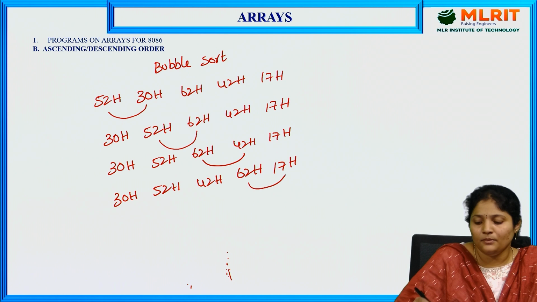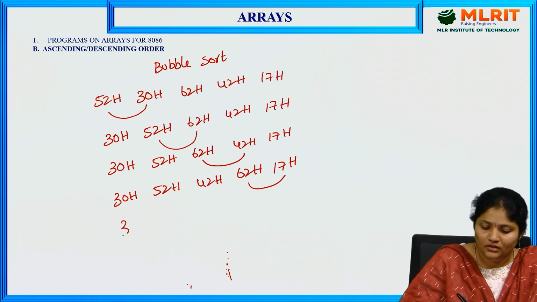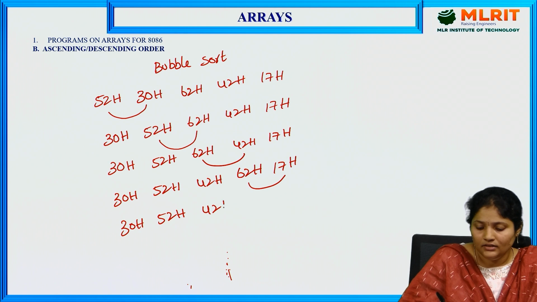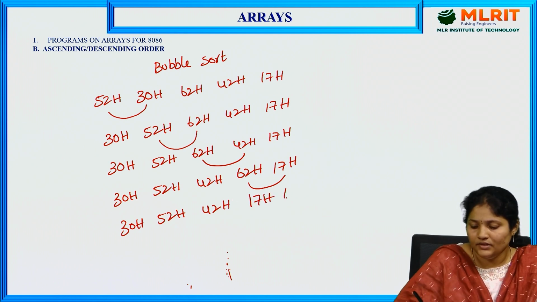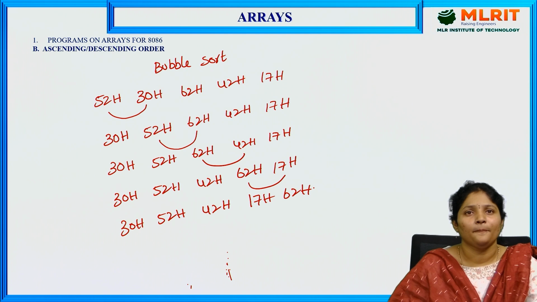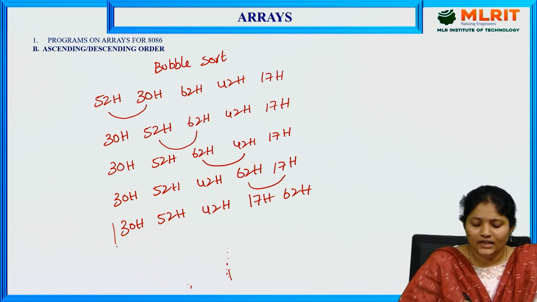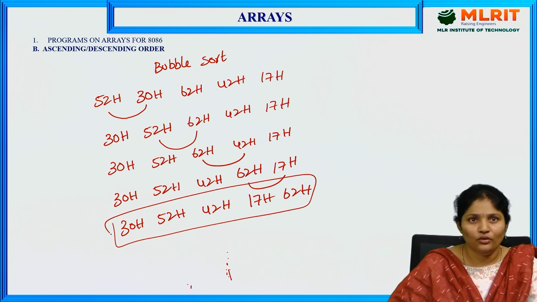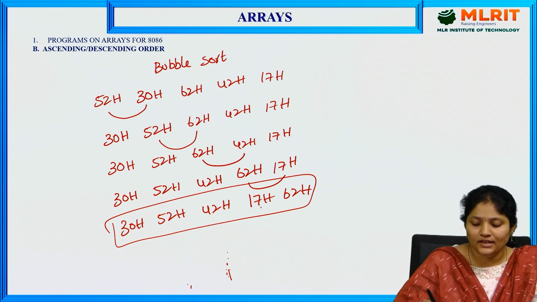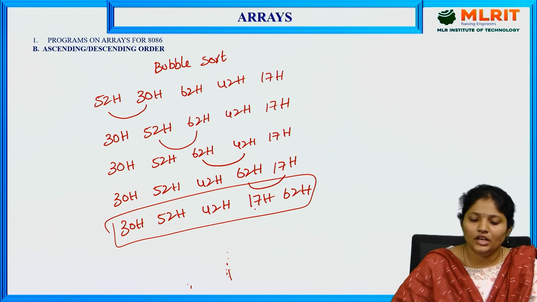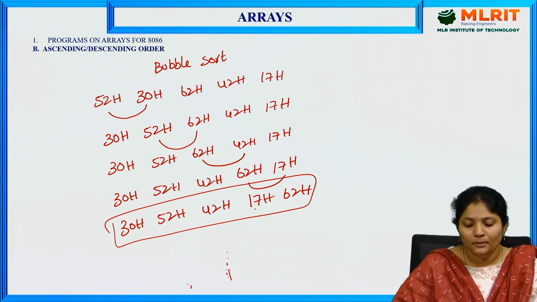Now the fourth number will be compared with the fifth number. So again 62H is greater than 17H. So we need to exchange the numbers. So here ends the concept. So are we getting the exact ascending order sequence? No, we are not getting the exact ascending order sequence. How to get the exact ascending order sequence? The ascending order sequence here is we need to get 17 after the 30, 42, 52, 62. But here we didn't get.